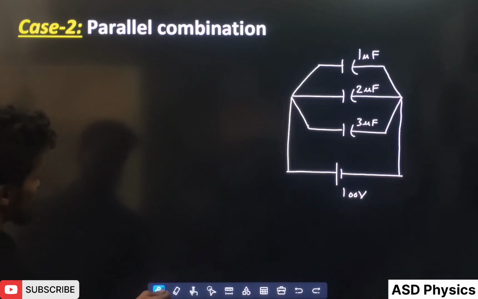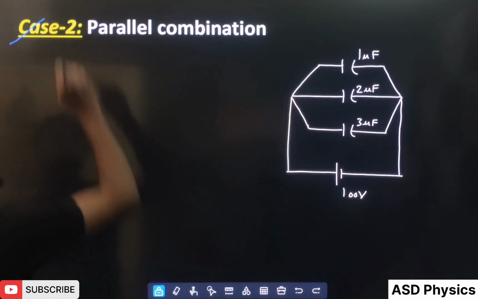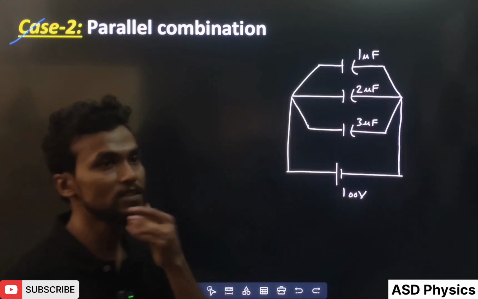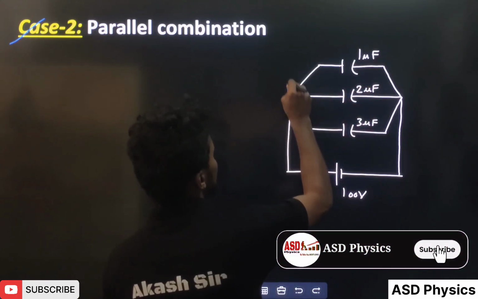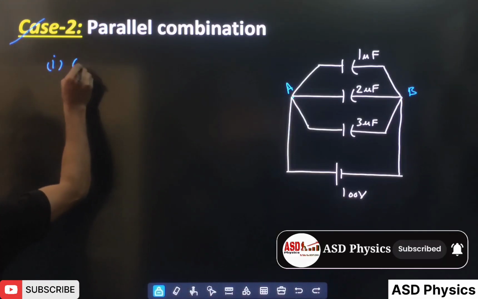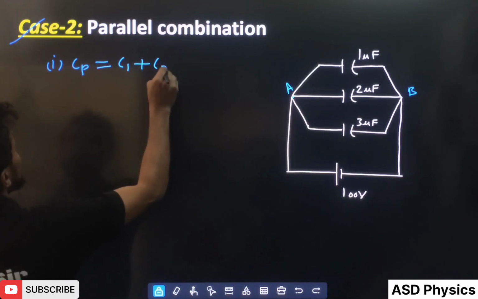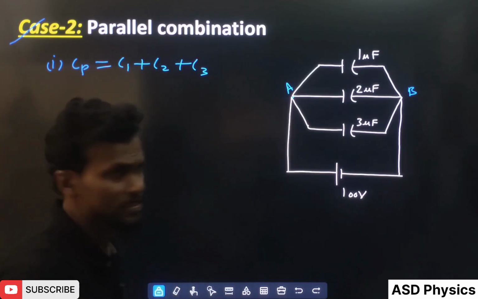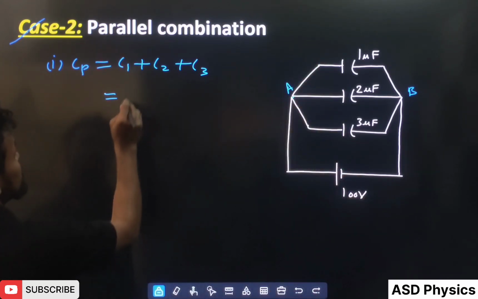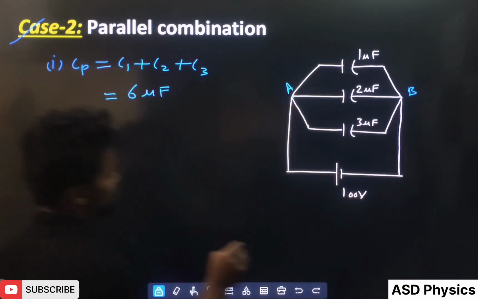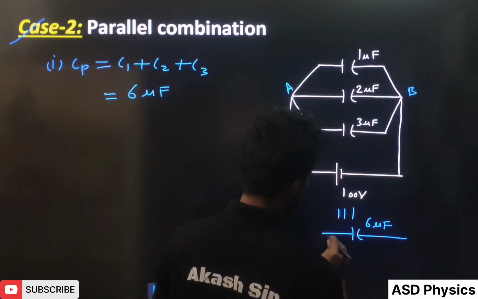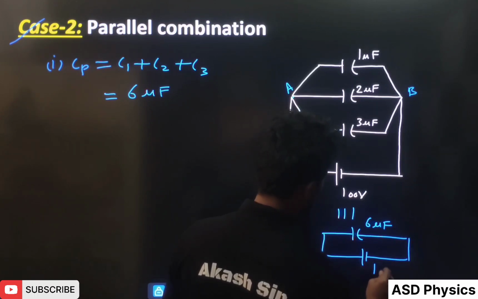So now students, next one we are going for the parallel combination. In parallel combination, 1, 2 and 3 microfarad capacitors are connected to a 100 volt battery. First we are going to calculate the equivalent capacitance. The formula in parallel is Cp equal to C1 plus C2 plus C3. Adding all of them, 1 plus 2 plus 3, it comes to 6 microfarad. Very easy. If I draw the equivalent diagram, it is 6 microfarad, and here it is given 100 volt.